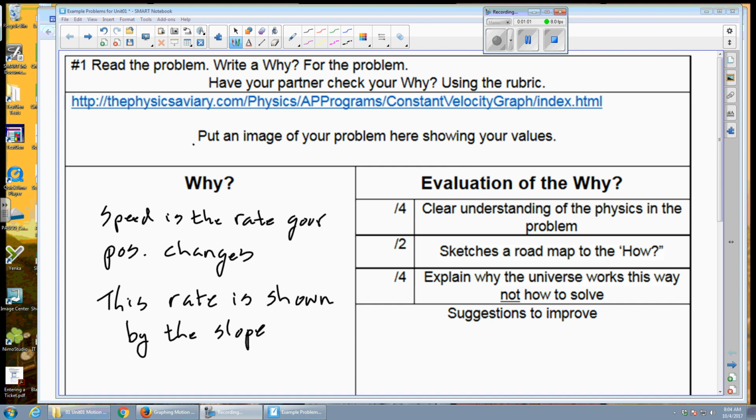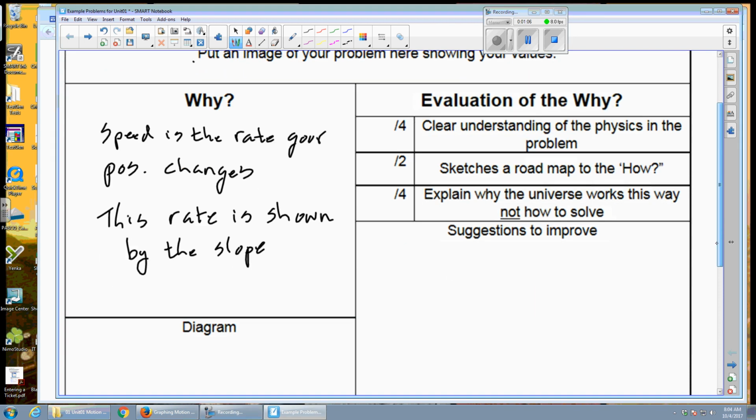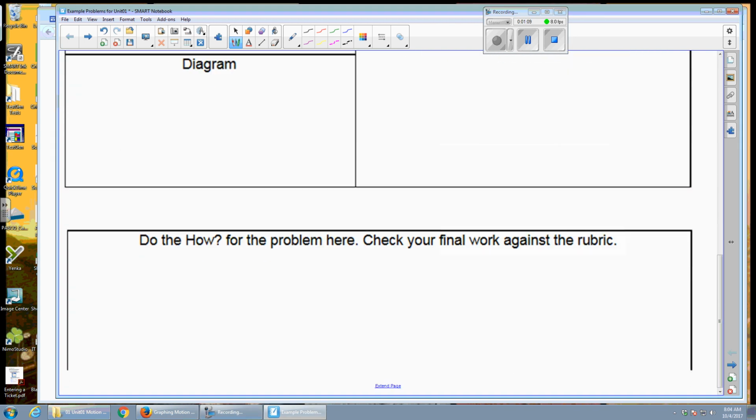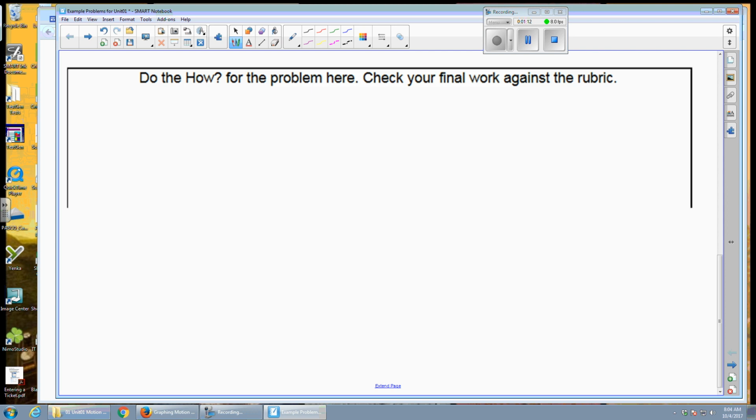All right. So yes, remember that relation? Okay. So then in the how section, I'm going to start with the valid physics equation, which is V equals delta D over delta T, which is slope, which equals rise over run. Right? Yes? Okay.